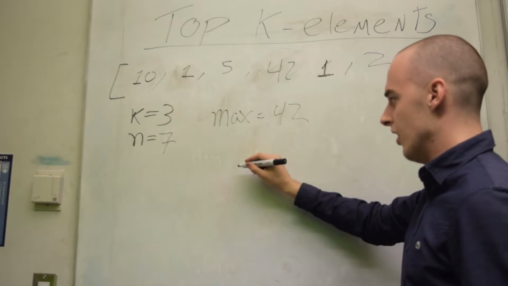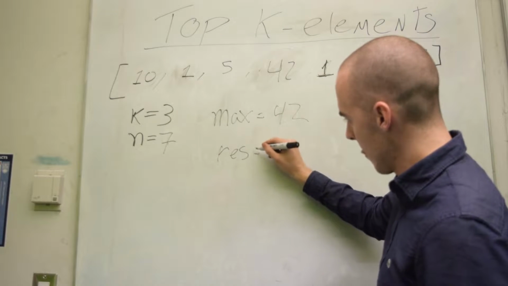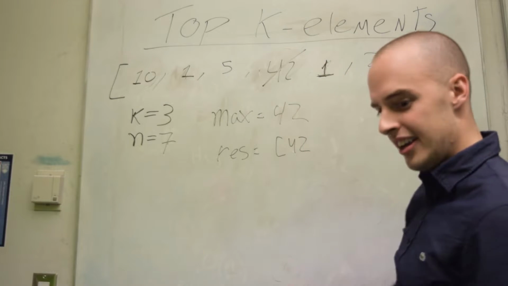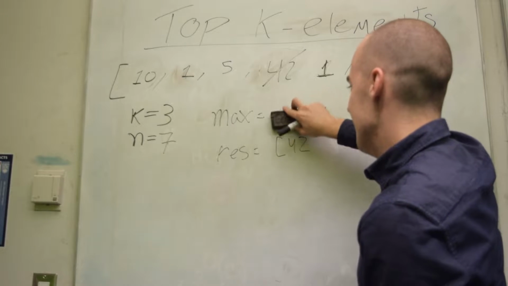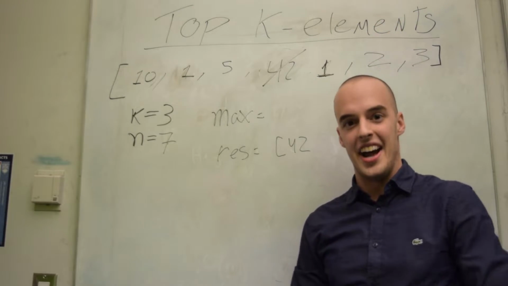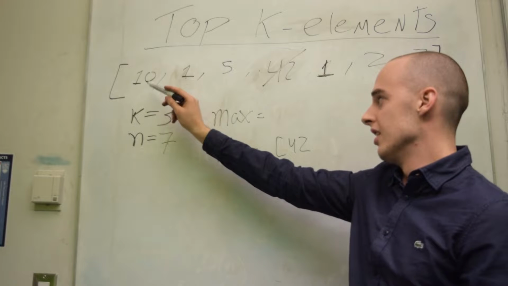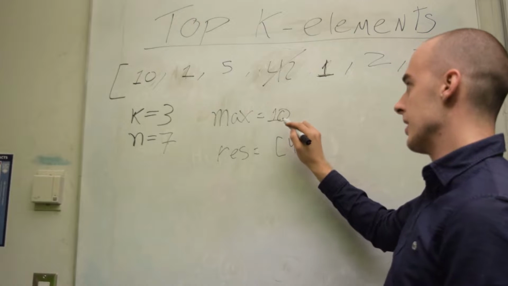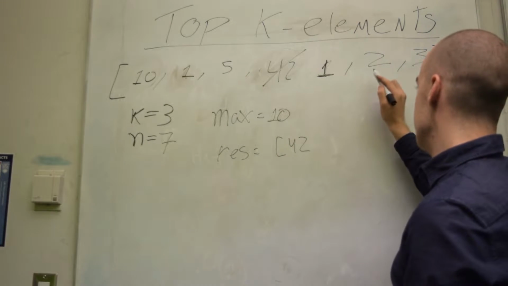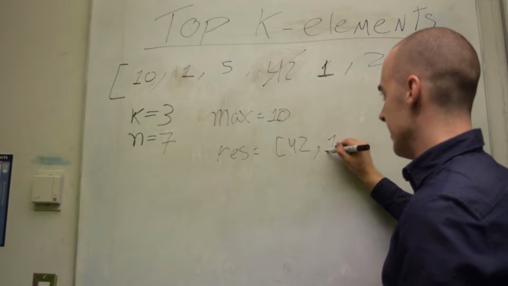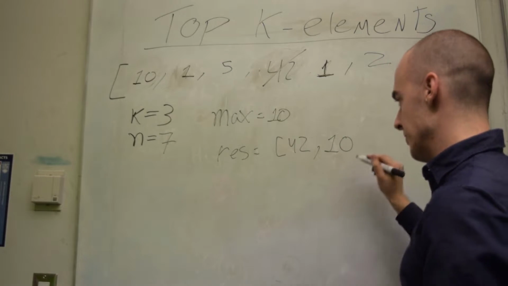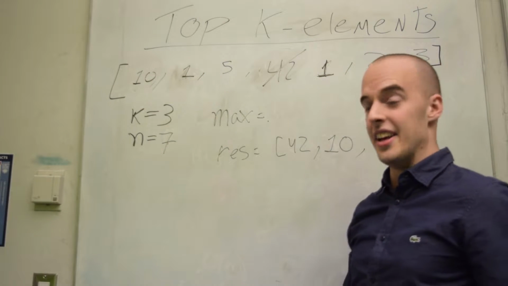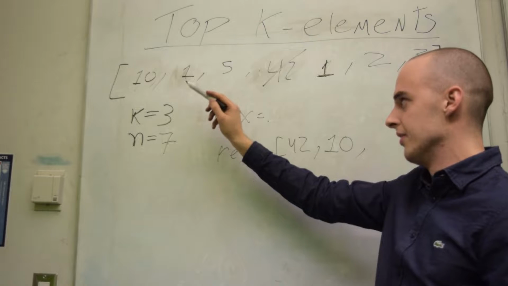Compare it with 1, 42 is still the max. We write that on our response array, remove it from the actual array, and go to the next iteration. So we take a look at the array: 10 is bigger than nothing, still bigger than 1, bigger than 5, bigger than 1, bigger than 2, bigger than 3. We write 10 down on our response array and remove it from the array that we have so far.